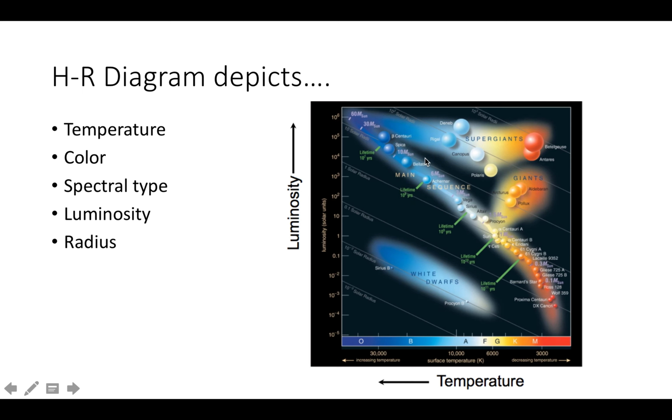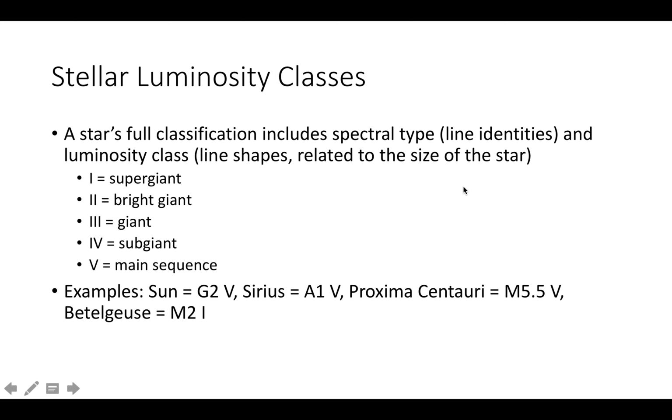Now, the HR diagram shows us a lot of information. It can tell us temperature, down here, color, spectral type, that's kind of listed on here, luminosity over here, as well as size, radius. So lots of information from just one diagram. So there are some luminosity classes that we should be aware of, and they are denoted by Roman numerals 1 through 5. 1 is a supergiant, 2 and 3 are some types of giants, or I guess 4 too, but then 5 is your main sequence.